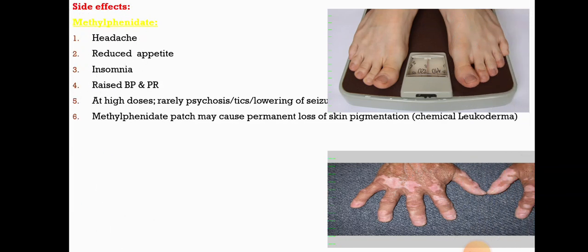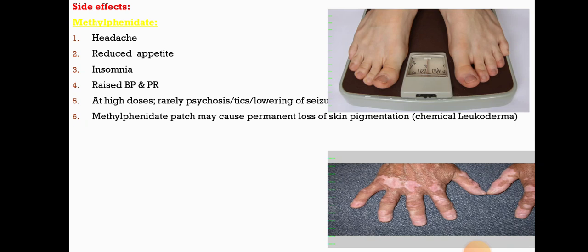of methylphenidate. The main important side effects are headache and reduced appetite, so the children will not feel hungry. Because of that, we have to weigh the children regularly. The third point is insomnia, lack of sleep. The fourth point is increased blood pressure and pulse rate, so we have to check the blood pressure and pulse rate regularly. If the dose is increased, or if it is given in a high dose, it leads to other symptoms like psychosis, tics and seizures.